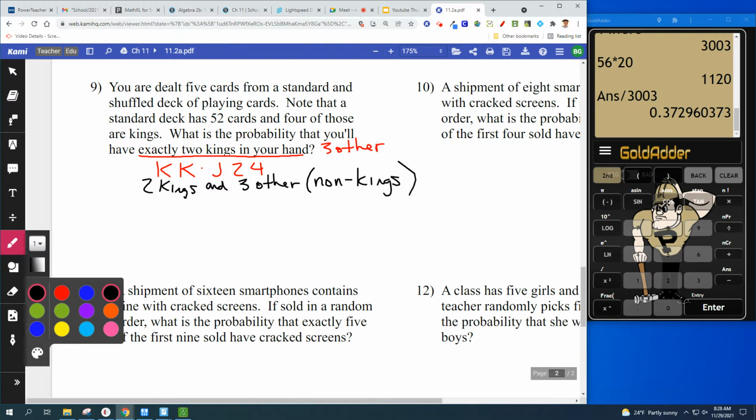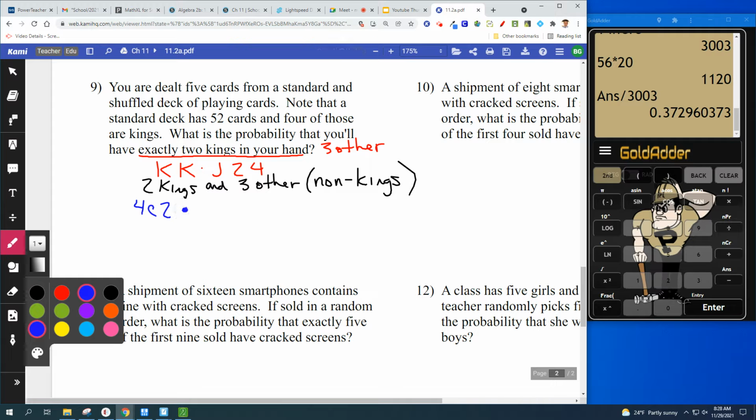But that's what we're looking for in this problem. That's going to be the numerator of this problem. It's part over total, and that's going to be the part on the top. Okay? So we want 2 kings out of how many kings? 4. Does the order of your kings matter? Doesn't matter. So that's going to be 4 choose 2.